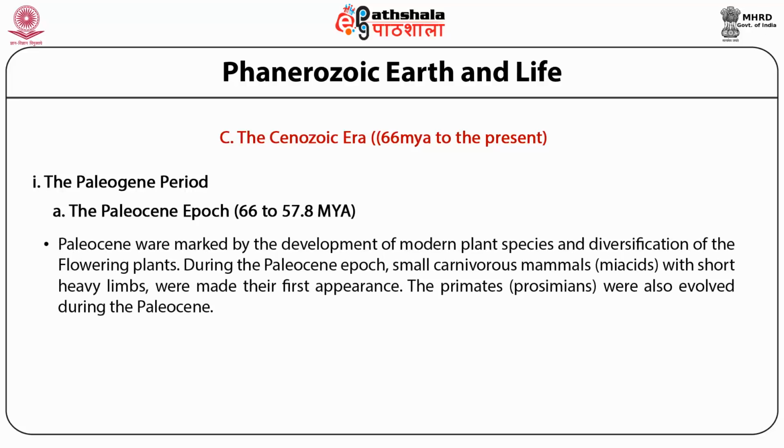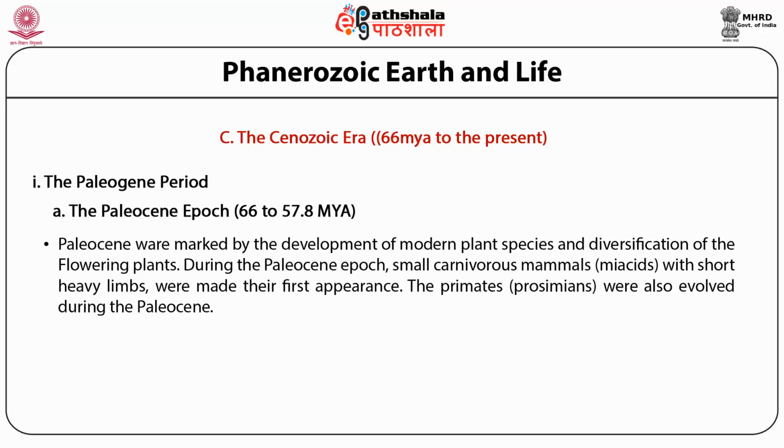Paleocene were marked by the development of modern plant species and diversification of the flowering plant. During the Paleocene epoch, small carnivorous mammals with short heavy limbs made their first appearance. The primates, especially prosimians, also evolved during the Paleocene.